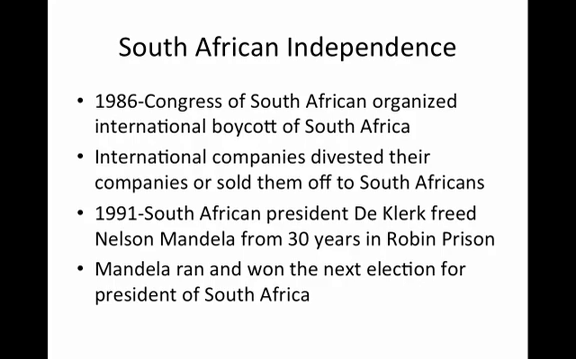In 1986, the Congress of South Africa organized an international boycott of South Africa. International companies began divesting, or giving up their companies and selling them off to South Africans. This gave South Africans huge economic power, and finally in 1991, the South African president de Klerk freed Nelson Mandela from 30 years in Robben prison. Mandela ran and won against de Klerk for the next election for president of South Africa.